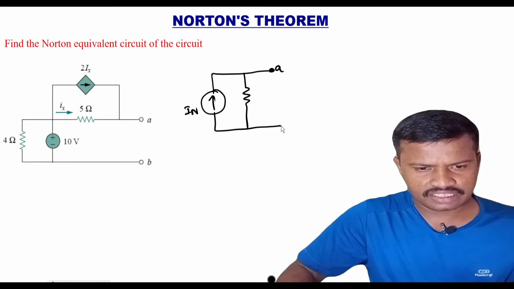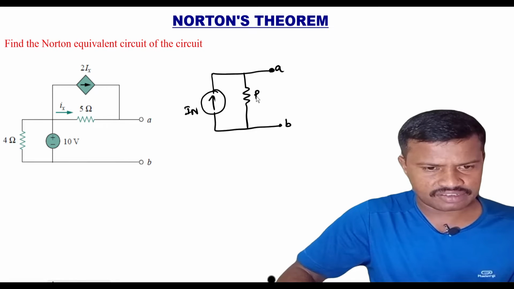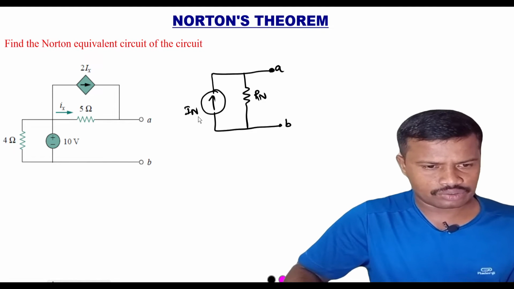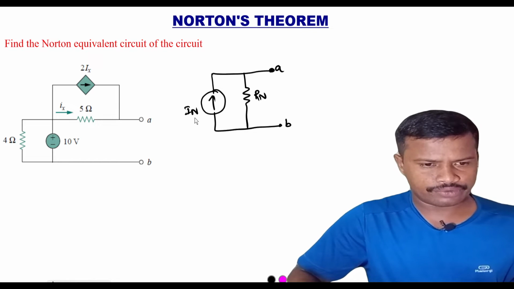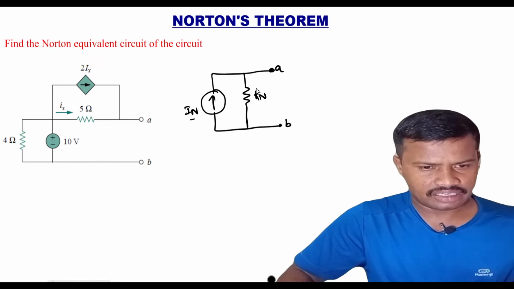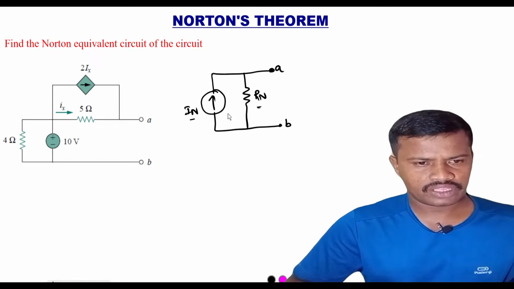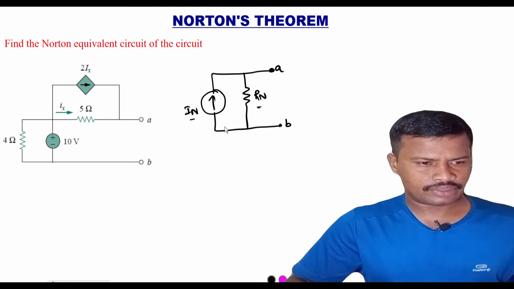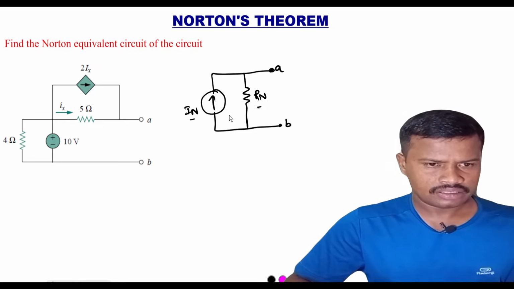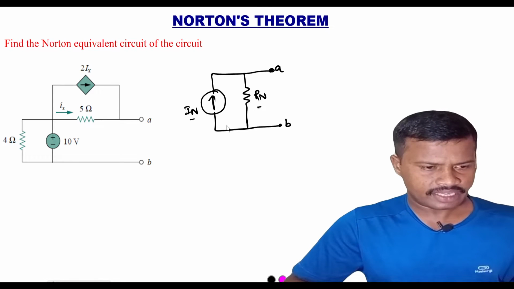This is terminal A and this is terminal B. The resistance value is Rn and the current source value is IN. Now we need to find the value of IN and the value of Rn for the given circuit diagram to draw the Norton equivalent circuit diagram.